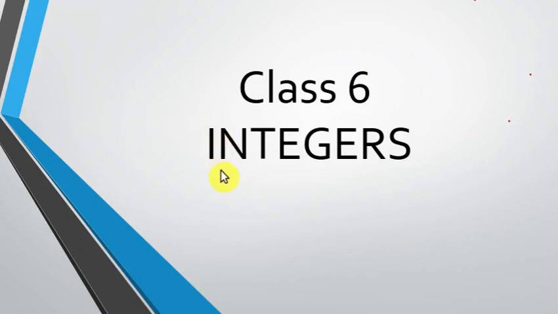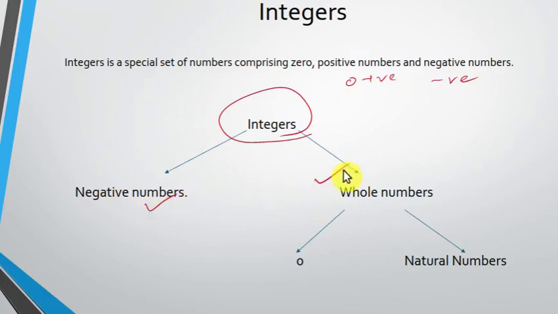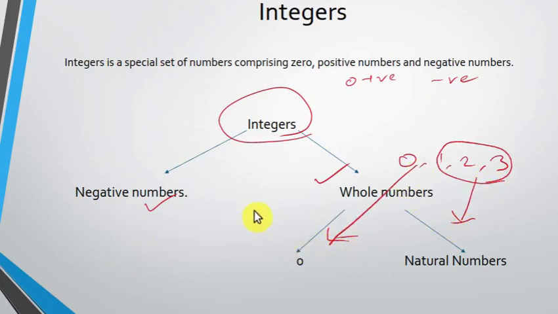In this video, we are going to learn about integers. Integers are a special set of numbers comprising 0, positive numbers, and negative numbers. Integers are the collection of negative numbers and whole numbers. As we all know, whole numbers start from 0, 1, 2, 3. 1 and 3 are natural numbers. So, integers are negative numbers, 0, and natural numbers.